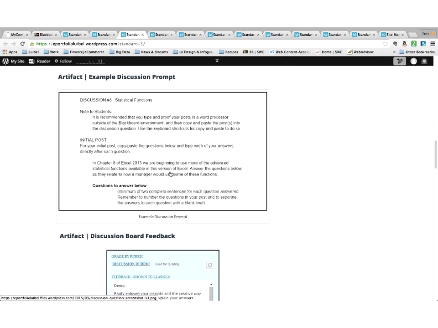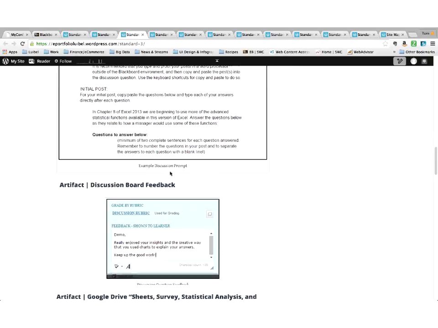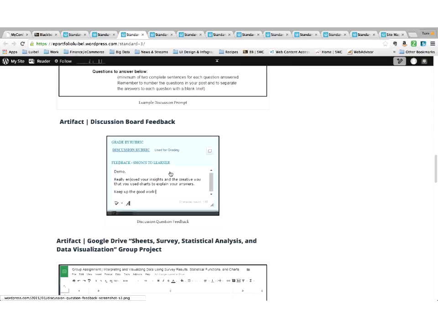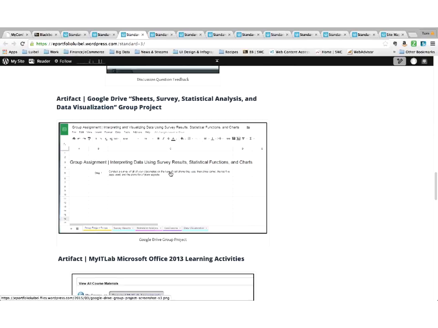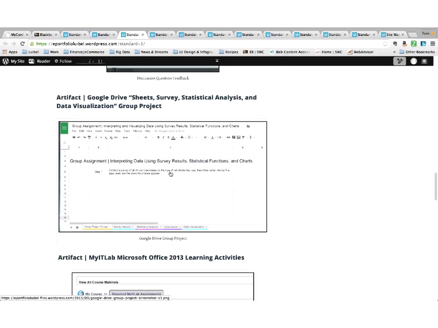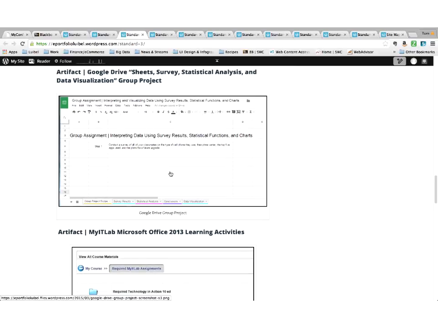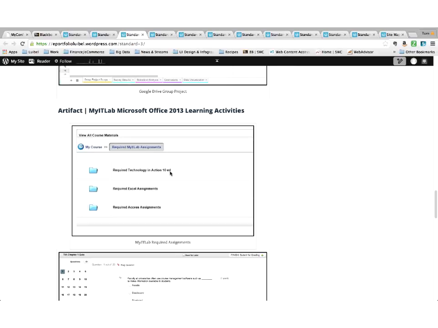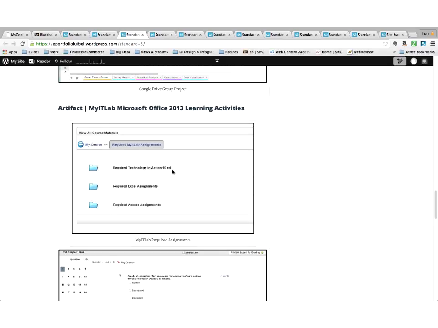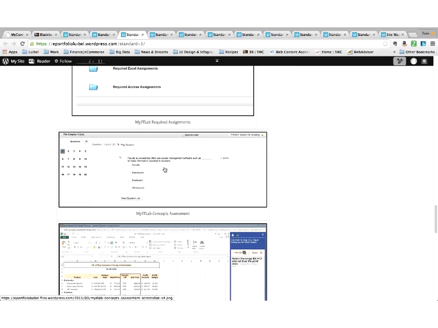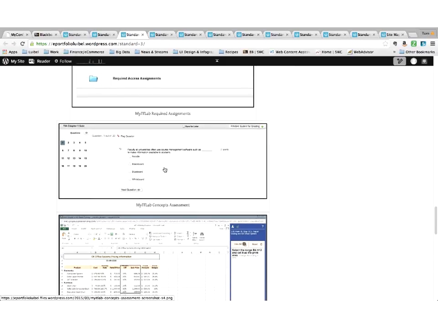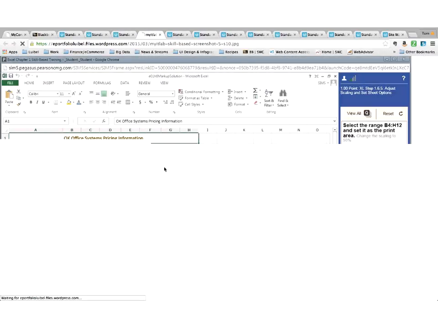I have an example here of a discussion prompt and another example of the feedback I give students. And then here's an example of a group project where they'll do a survey, some statistical analysis, data visualization. And then I also have an artifact of MyIT Lab, and it's designed in a folder metaphor so that they can access it. Here's an example of a quiz. Here's an example of a skill-based assignment.